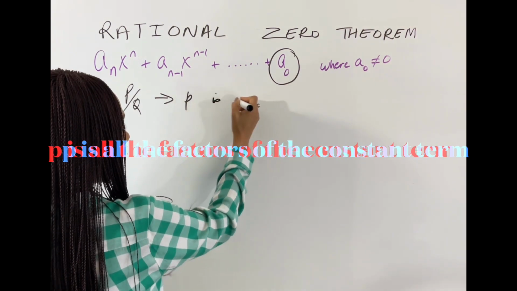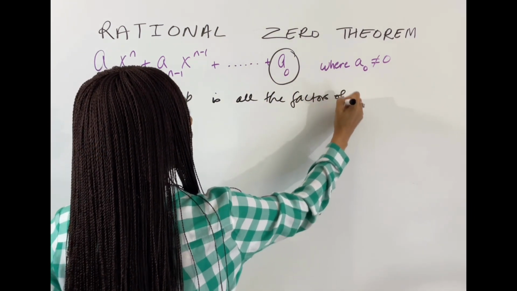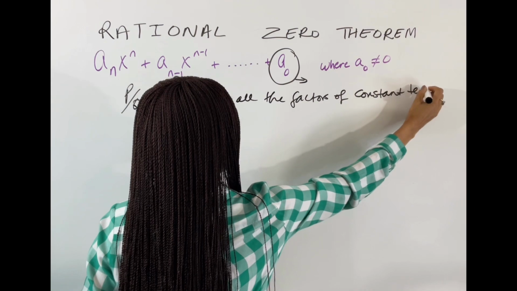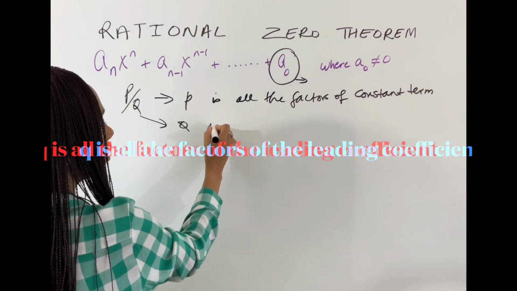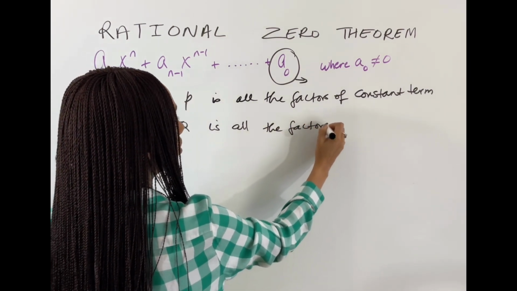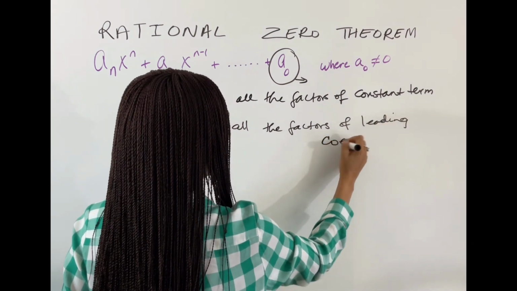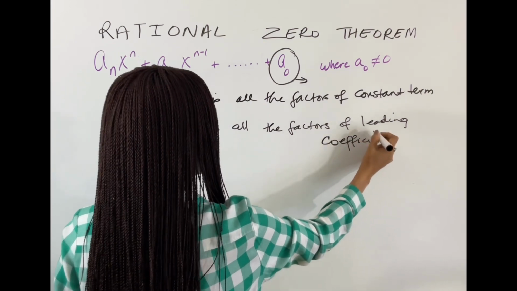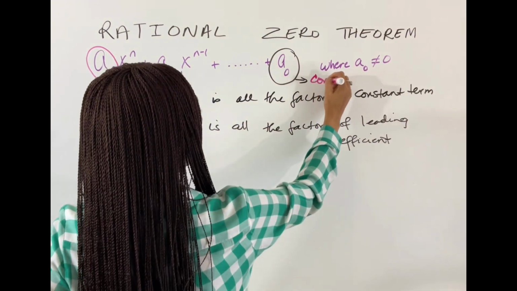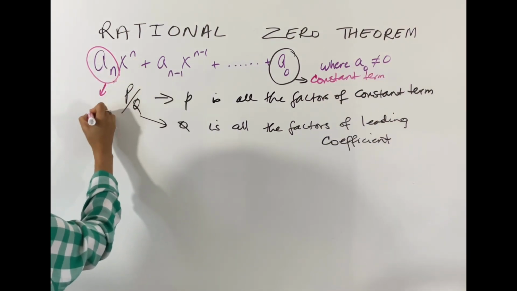So p is going to be all the factors of our constant term. And q is going to be all the factors of the leading coefficient. Our constant term is a sub 0. This is our constant term. And our leading coefficient is a sub n.